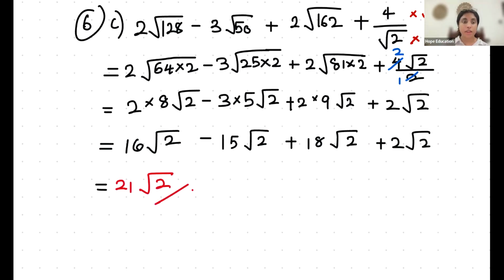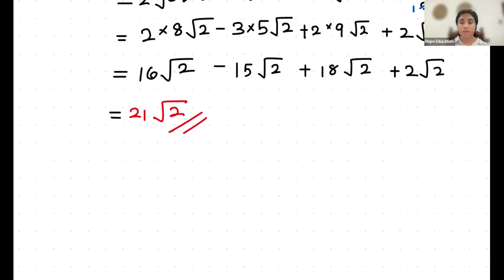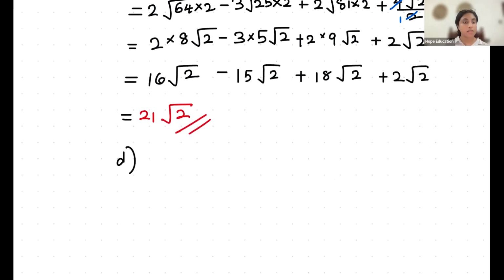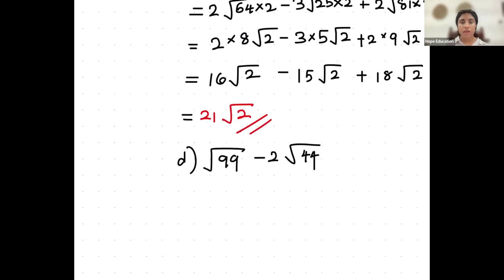If you have any questions, you can ask. The other two questions are D and E, no? Okay, let me get the questions. D. Root 99 minus root 44. In the second row, I got a question. How 64 multiply? Second row.